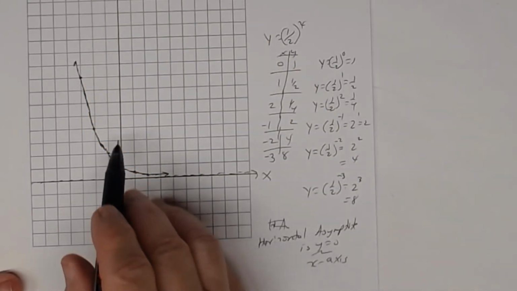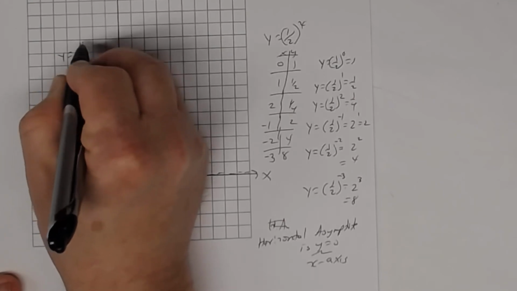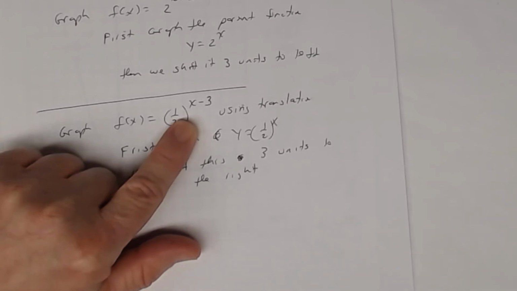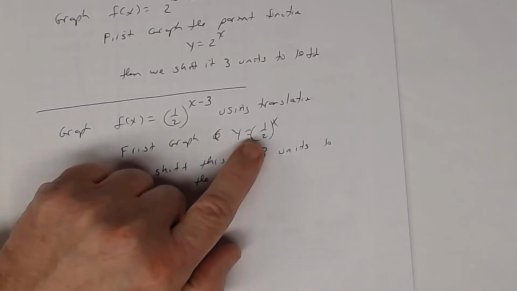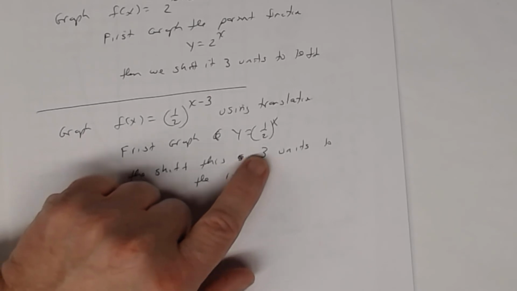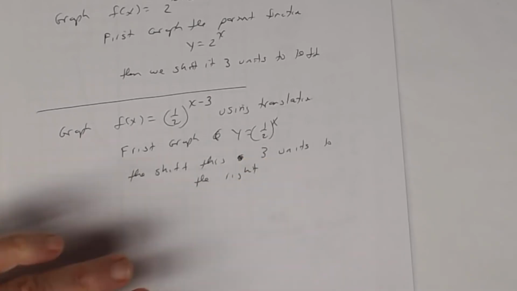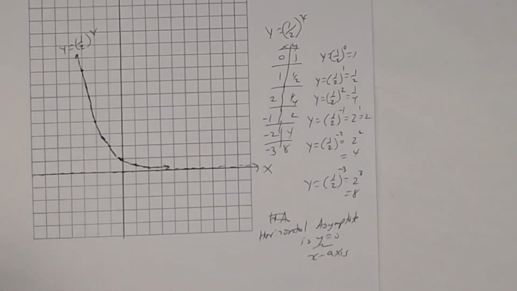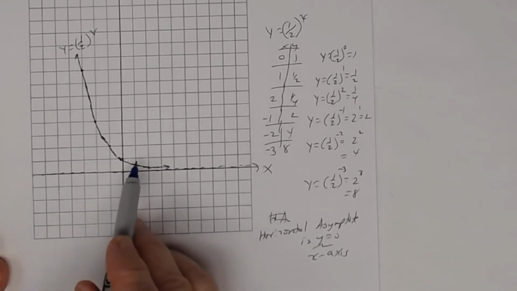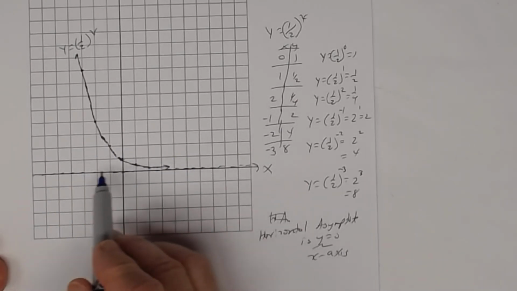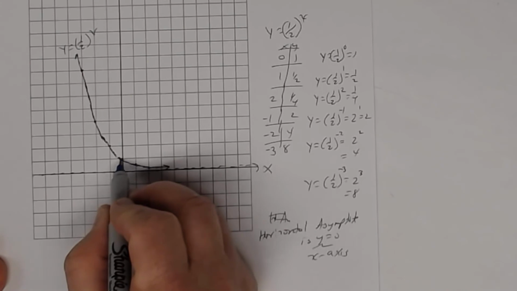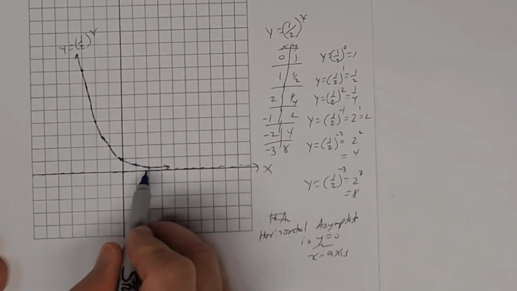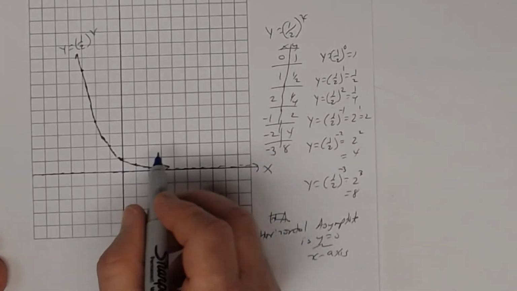Remember, that's the parent function, y equals 1/2 to the x. Now I want to graph this using translations. So I take the parent function and move it 3 units to the right. Every point on that graph, I'm going to move 3 units to the right. Since I'm moving to the right, the horizontal asymptote stays the same. It's just the graph that I'm shifting 3 units to the right. Use the points that you already used to help you.